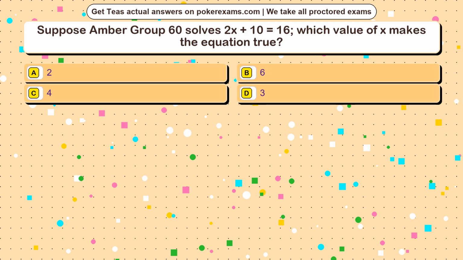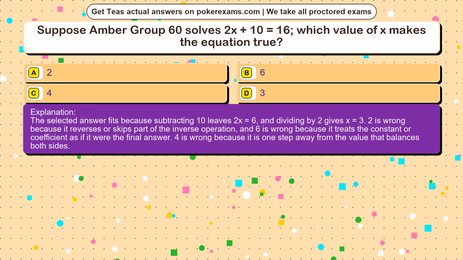The correct answer is option. The selected answer fits because subtracting 10 leaves 2x equals 6, and dividing by 2 gives x equals 3. 2 is wrong because it reverses or skips part of the inverse operation, and 6 is wrong because it treats the constant or coefficient as if it were the final answer. 4 is wrong because it is one step away from the value that balances both sides.